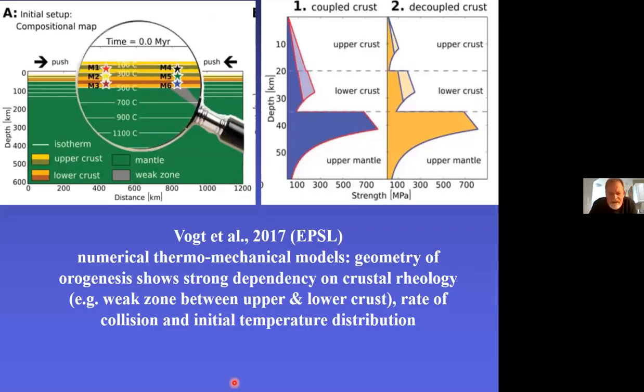Now, what controls that? This is another very interesting paper by Vogt and co-workers. This is the Dutch school in Utrecht and Amsterdam, who did the thermomechanical models, just like Beaumont makes them in Canada. And so they argue that the geometry of an orogen is strongly dependent on the crustal rheology, where there's a weak zone between the upper and lower crust, the rate of convergence, and the initial temperature distribution. And I looked at that just to see if there's any indication what could control a collision to be soft versus hard.